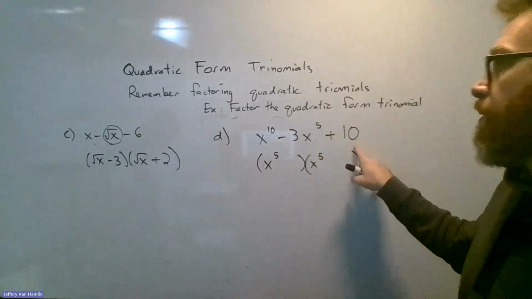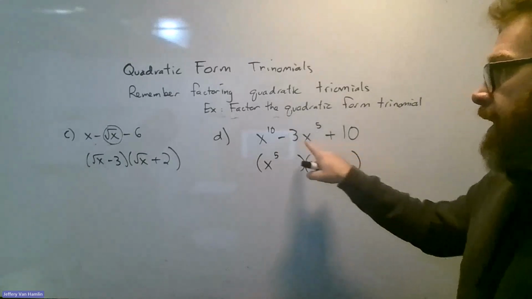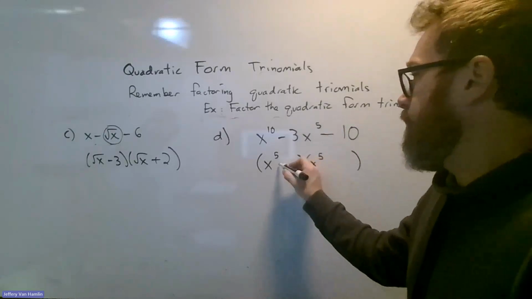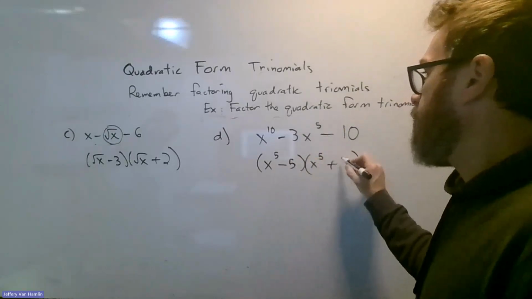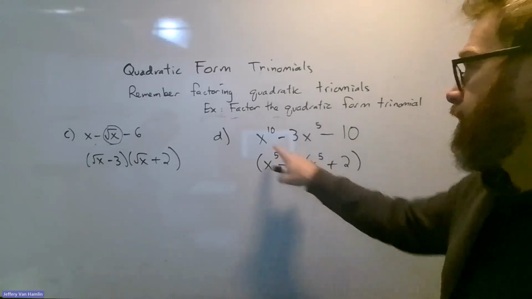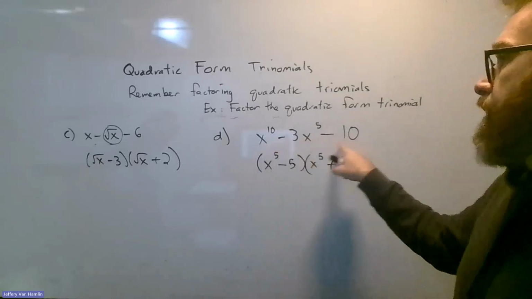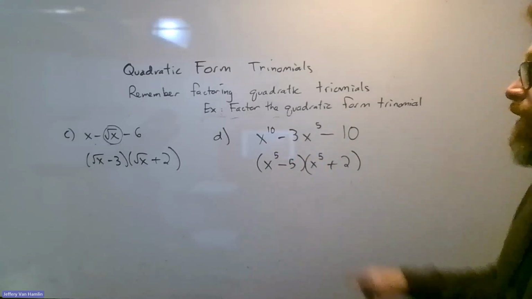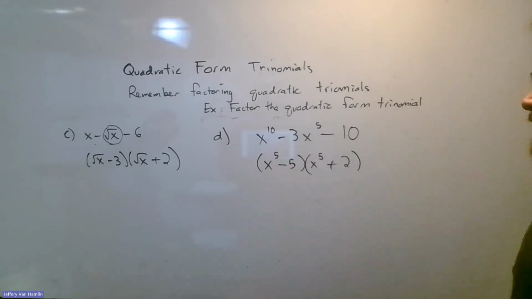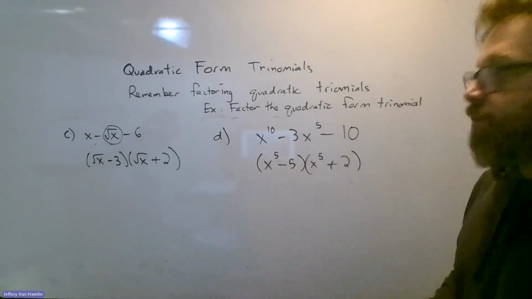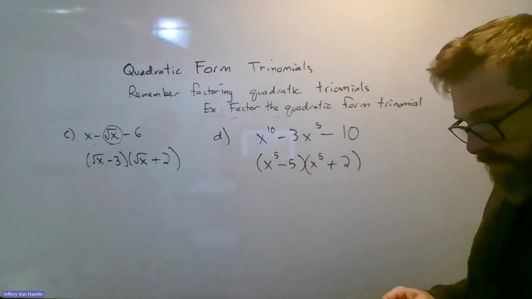And then I need two things that multiply to negative 10, but add to negative 3. So this is going to be a minus 5 and a plus 2. And then we can see that first is going to give us x to the 10th. Outside and inside, it's going to give us a minus 3x to the 5th. And then last is going to give us a minus 10. Now this trick still works even if you have a coefficient in front, but we'll save that for another video.